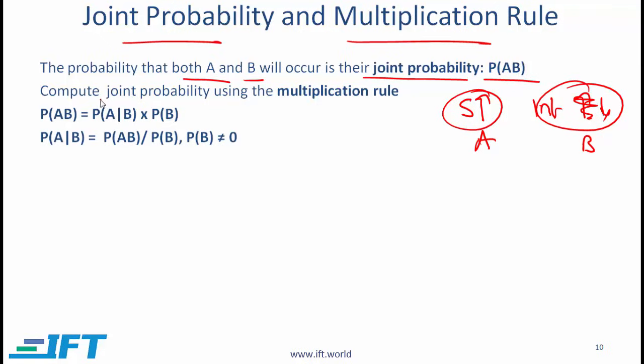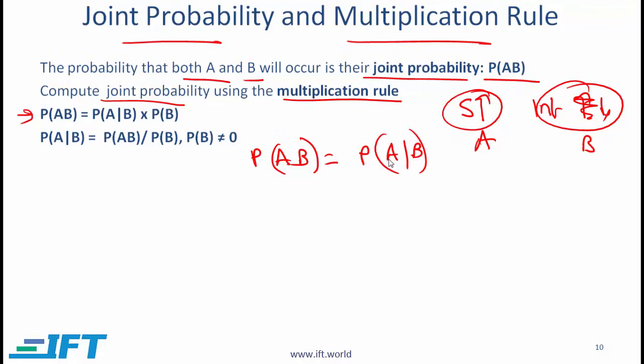We can compute the joint probability using the multiplication rule, which is the first formula that you are going to learn. So the probability of both A and B happening is equal to the probability of A given B. This is the conditional probability of A. So the probability of A conditional on B happening multiplied by the probability of B. If you have this expression, then you can use simple algebra to compute the probability of A given B, so the conditional probability given a joint probability and the probability of B.